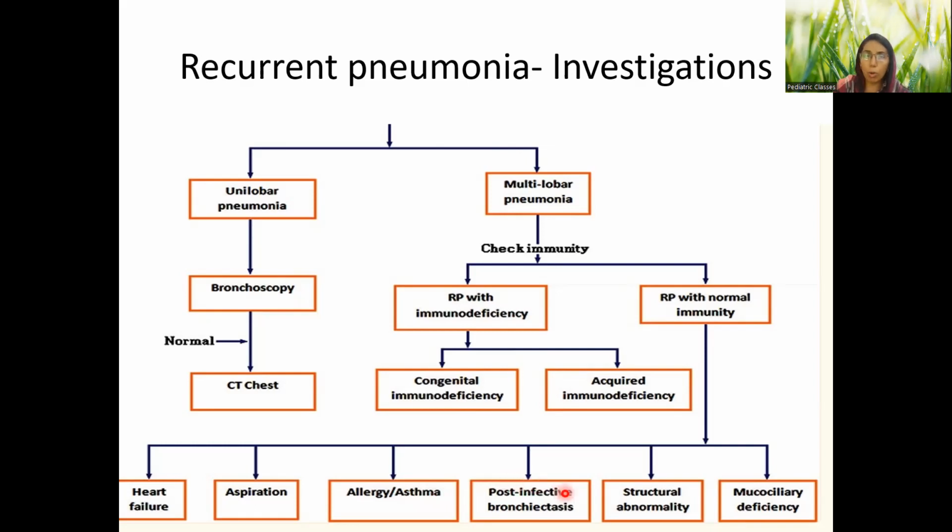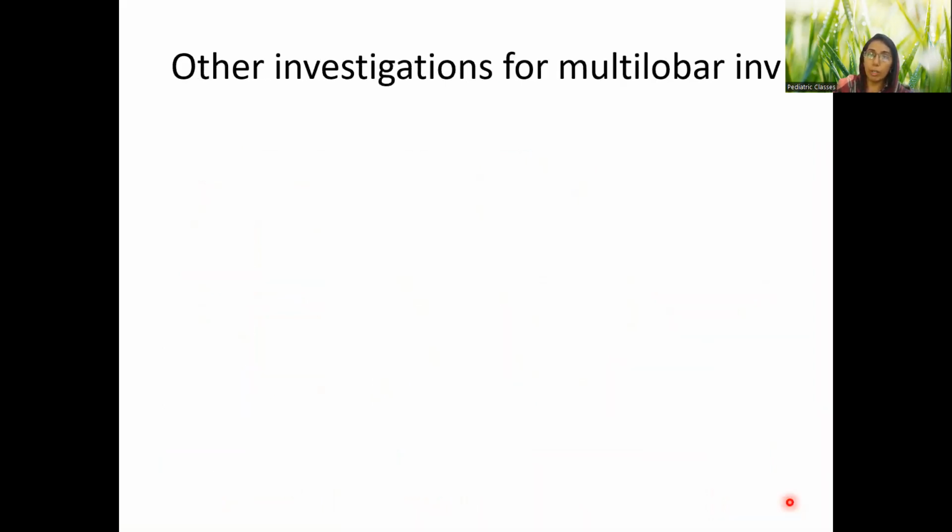Post-infective bronchiectasis is one of the common causes of recurrent pneumonia affecting multiple lobes, and post-infective bronchiectasis is very common, especially after infections like measles, tuberculosis, etc. Structural abnormalities should be ruled out, and mucociliary deficiencies also need to be ruled out.